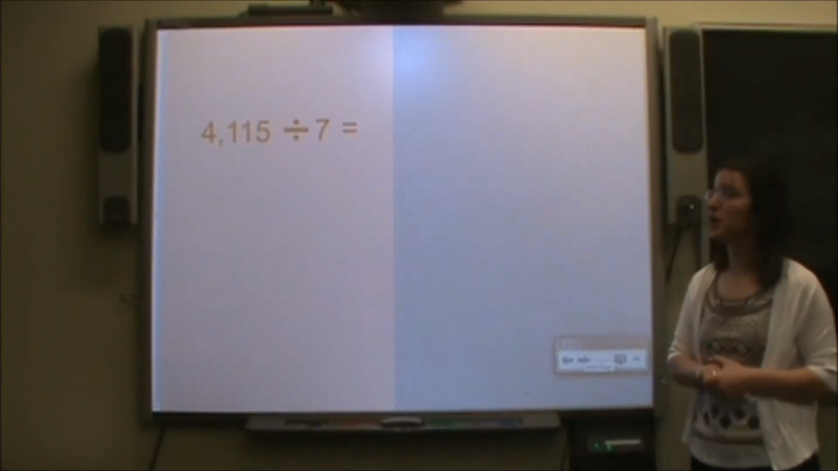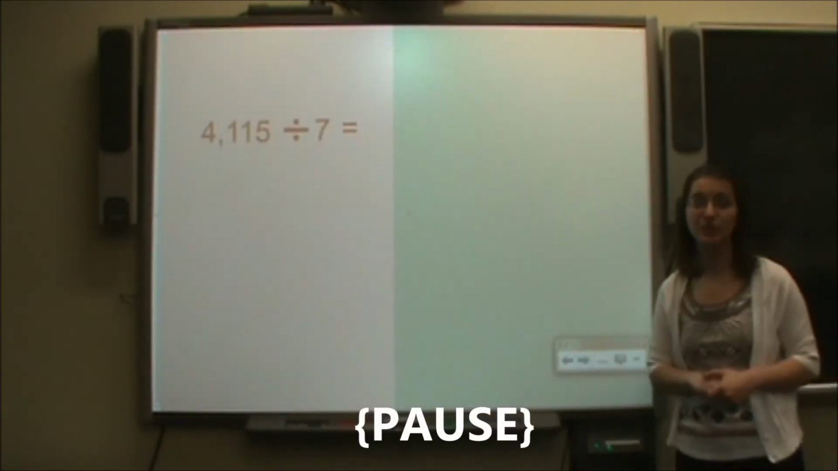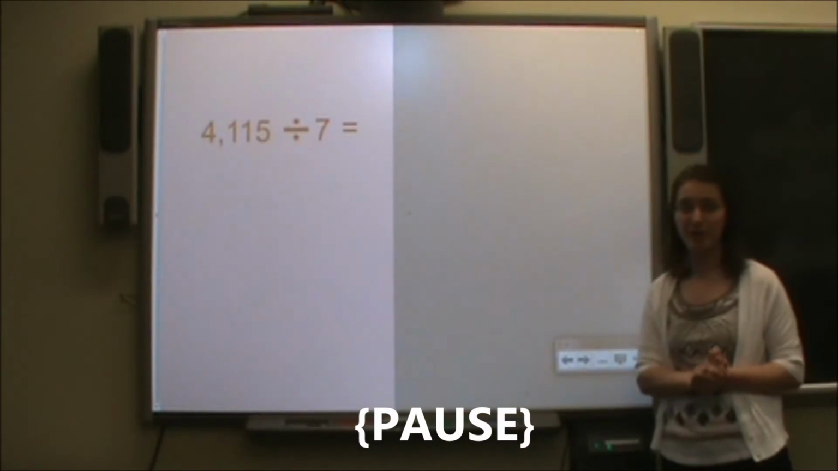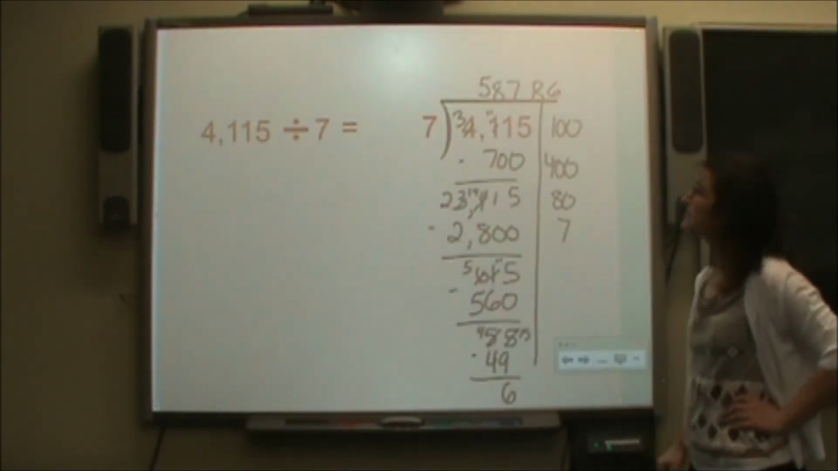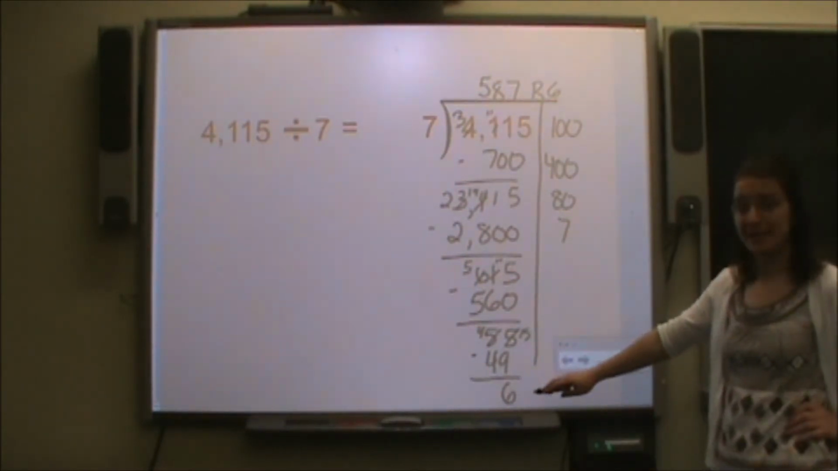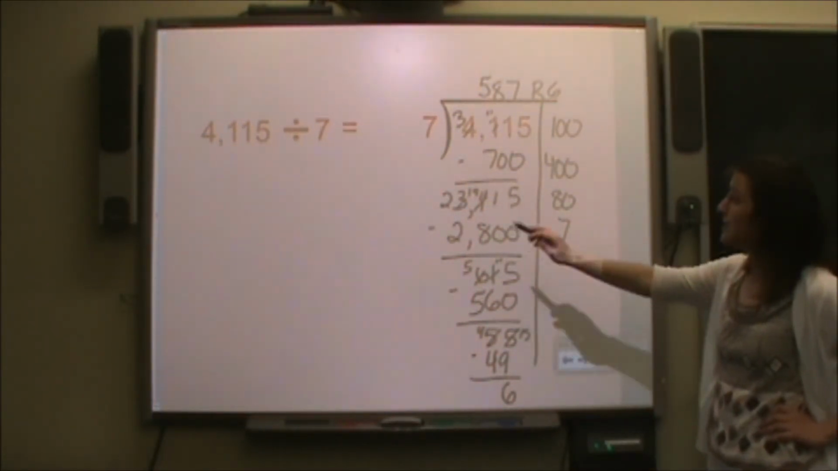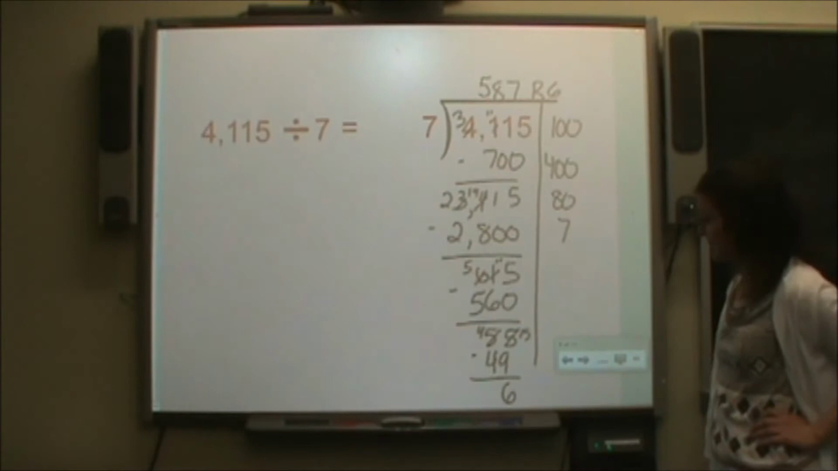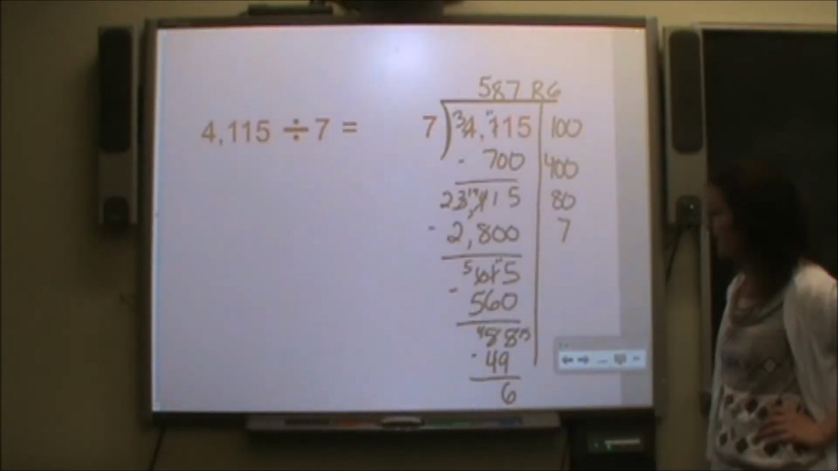Go ahead and try this one on your own. 4,115 divided by 7. You're going to set it up and solve it on your own. Go ahead and do that now. The answer is 587 remainder 6. You should have ended up with 6 at the bottom, and you can't make another even group of 7, so that's just going to have to be the remainder.